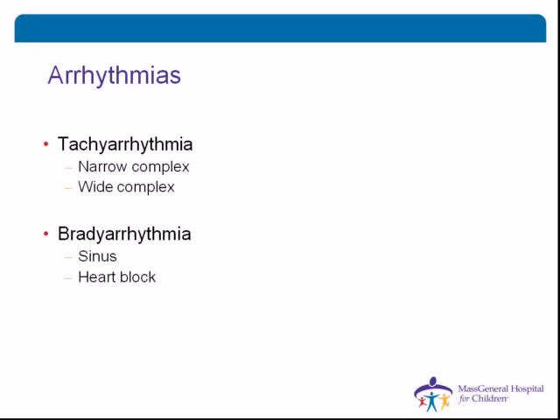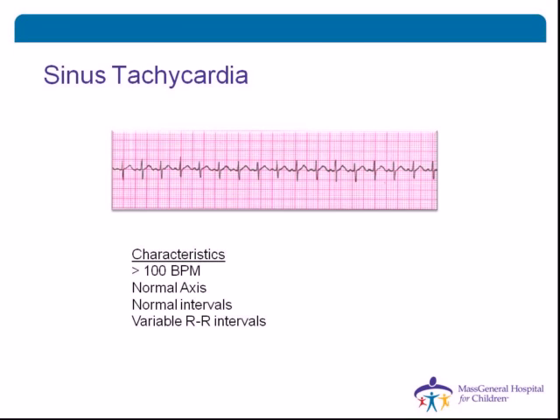We'll now discuss arrhythmias specifically. There may be tachyarrhythmias or fast heartbeats, which can be narrow complex or wide complex, and bradyarrhythmias, which may be secondary to a sinus bradycardia or varying degrees of heart block. Sinus tachycardia is a normal heart rhythm. Its characteristics are that it's greater than 100 beats per minute. The axis of the QRS complex and T wave are normal. The variability between the RR complexes shows gradual increase and decrease with physical activity. Sinus tachycardia is not pathologic under the appropriate conditions.